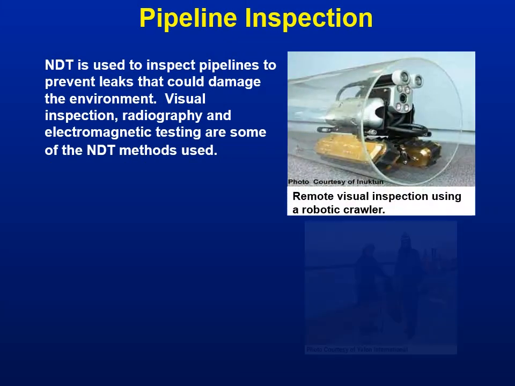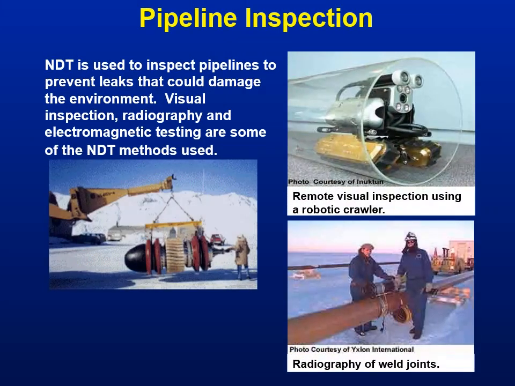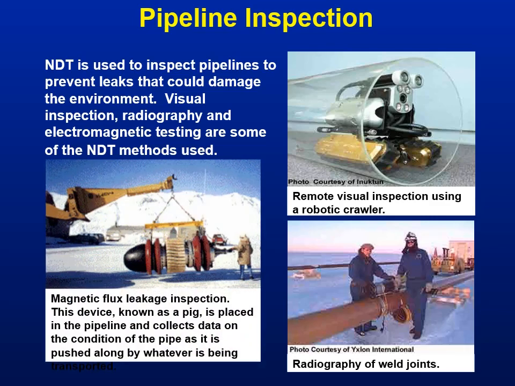Pipeline inspection. NDT is used to inspect pipelines to prevent leaks that could damage the environment. Visual inspection, radiography, and electromagnetic testing are some of the NDT methods used.